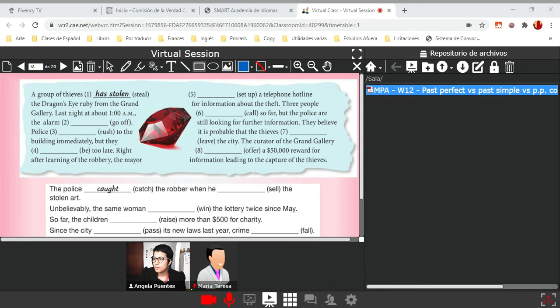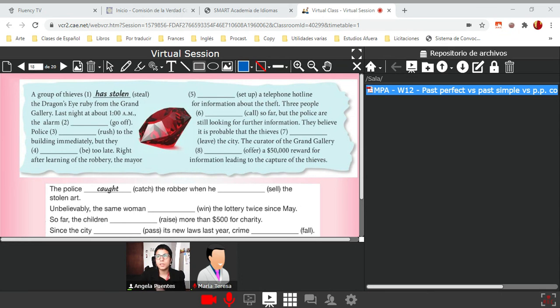A group of thieves has stolen the dragon's eye ruby from the Grand Gallery. Last night at about 1 a.m., the alarm have gone off. Okay, pay attention. Here we have a specific time, last night, and we have a specific hour, 1 a.m. So in this case, it's past simple. The alarm went off. Also it's a situation that happened just in a moment.